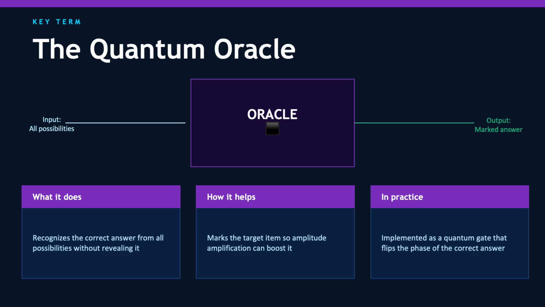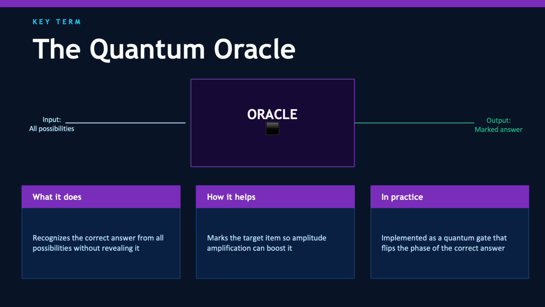The oracle works by flipping the phase of the correct answer in the quantum system. Phase is a mathematical property that does not change the probability directly, but it is used in the next step, amplitude amplification, to boost the correct answer's chance. It is a bit like marking the right card in a deck with a tiny invisible dot.